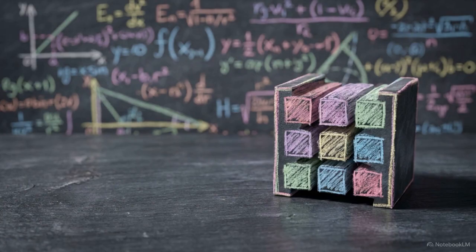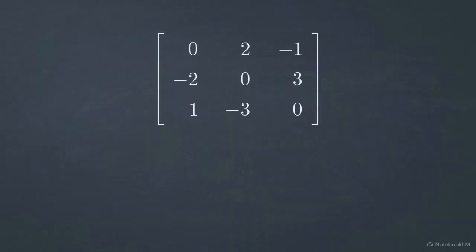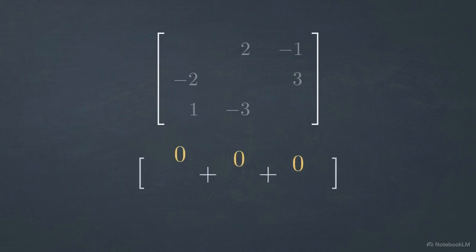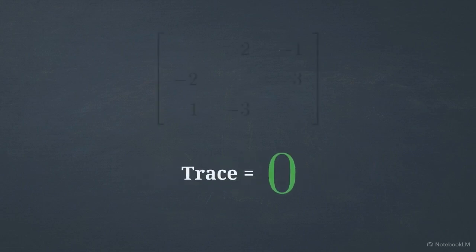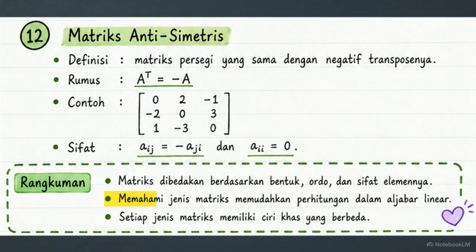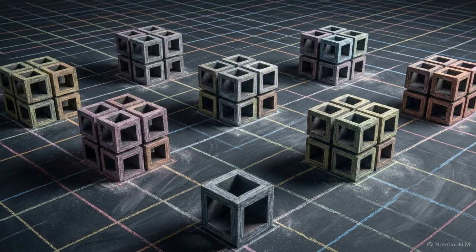There is a practical utility in identifying this specific anti-symmetric classification. It allows you to immediately determine that the sum of the main diagonal, a value known as the trace, is 0 without performing any addition. The summary notes confirm that understanding these distinct characteristics simplifies the broader study of linear systems. Understanding the internal mechanics of these grids provides a predictable framework for navigating complex mathematics.